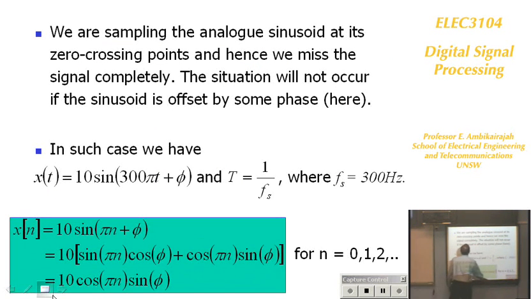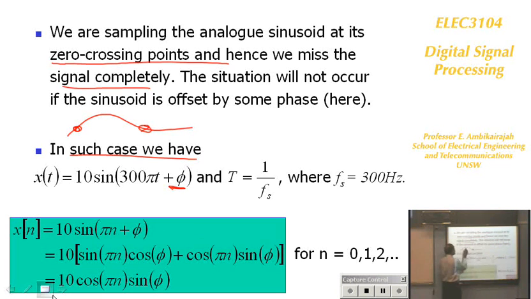Now that's the part I'm expecting. If the sampling of the analog sinusoid is at the zero crossing, we miss the signal completely. In such cases, what you do is add a little bit of phase, so you don't sample at those zero crossings, you sample slightly pushed away. That's what it says.